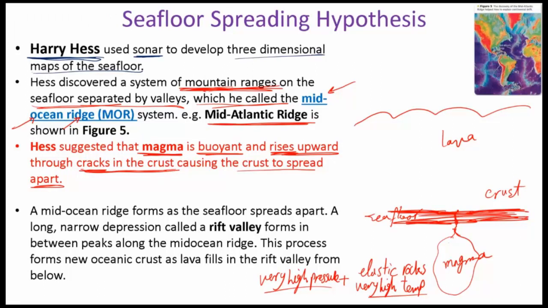If there is a weak part in the crust, it will make a crack in the crust. Okay? So it moves outside the crack and turns into lava, and this lava is building these mountains. That's why he saw peaks, and between the peaks there are valleys.